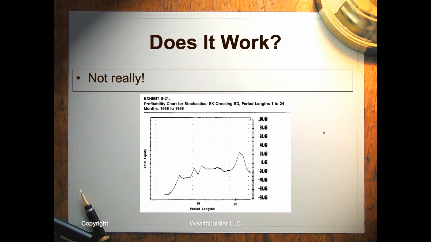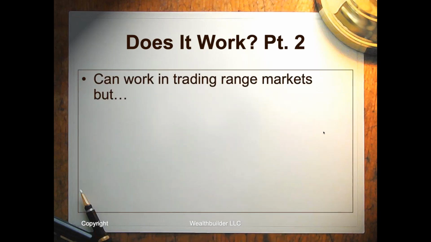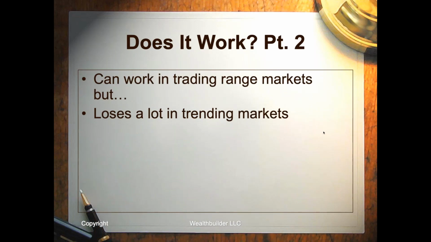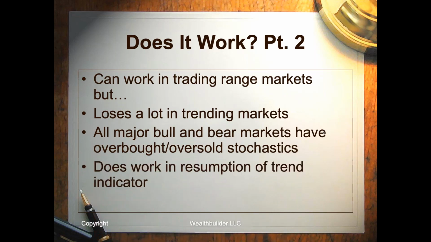period stochastic. Does it work? Part two. It can work in trading range markets, but it loses a lot in trending markets. All major bull and bear markets have overbought, oversold stochastics, as I mentioned.